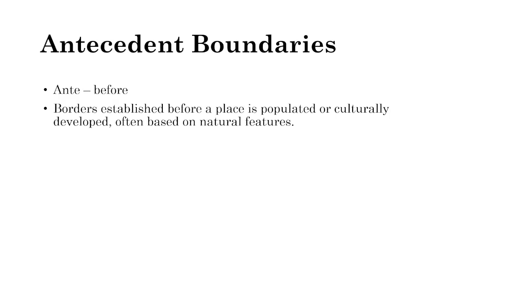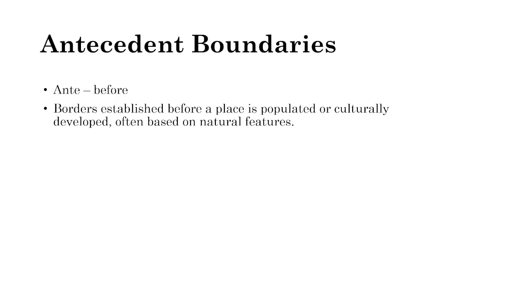Now let's look at antecedent boundaries and a bunch of different types of boundaries as well. The prefix ante means before. So an antecedent boundary is just a boundary that's established before a place is populated or culturally developed. And we typically see that based on natural features, because the natural features, the topography, the natural environment in an area was there before people were there. So that's what we see divides different people here and establishes borders.